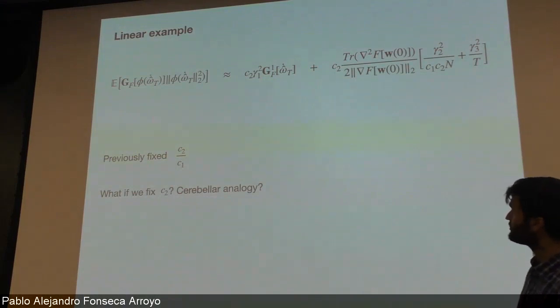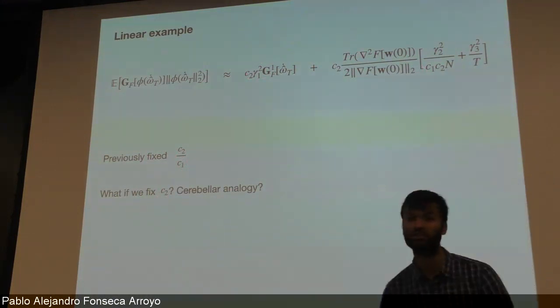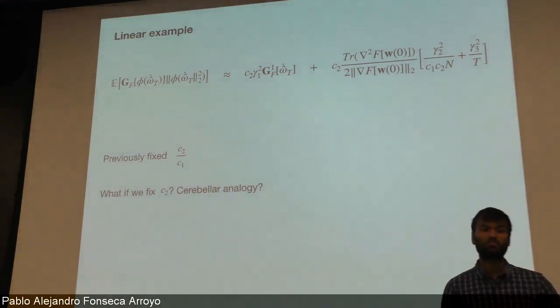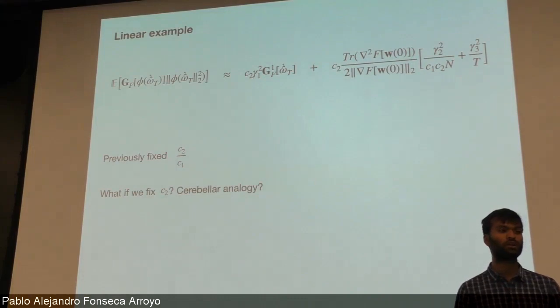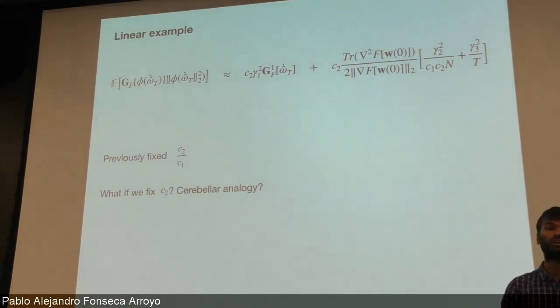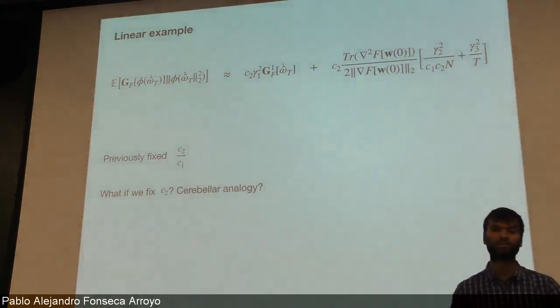We previously fixed this ratio. What if we instead just fix C2, given the fact that increasing C2 seems to be bad and increasing C1 seems to be good? Well, then the bigger we get, the better steady-state error we get. And so a line of work we're doing now is thinking about whether this explains any architectural features in the brain.